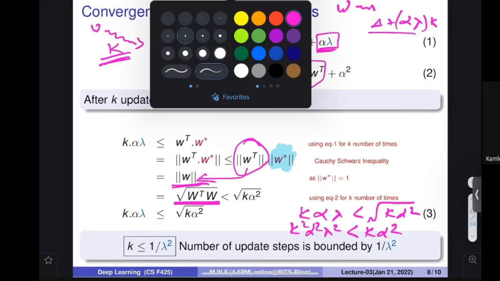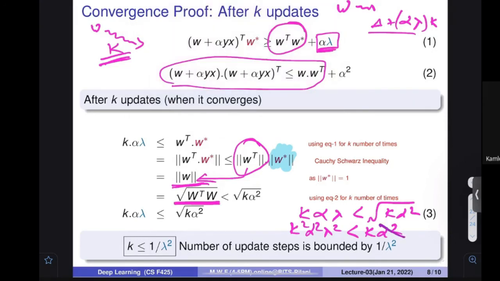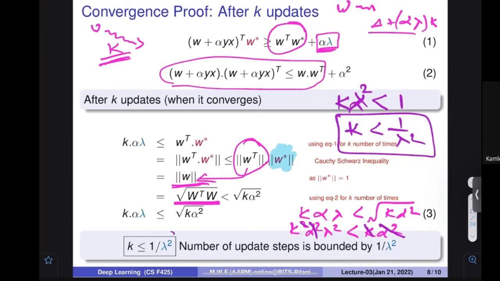Here alpha square is going to be cancelled, and one k is also going to be cancelled. You can say that k alpha is less than 1. You can say that k is less than 1 upon, sorry, it's not alpha, it is lambda. Sorry, k lambda square. It is 1 upon lambda square. So by this you get that k is less than 1 upon lambda square.